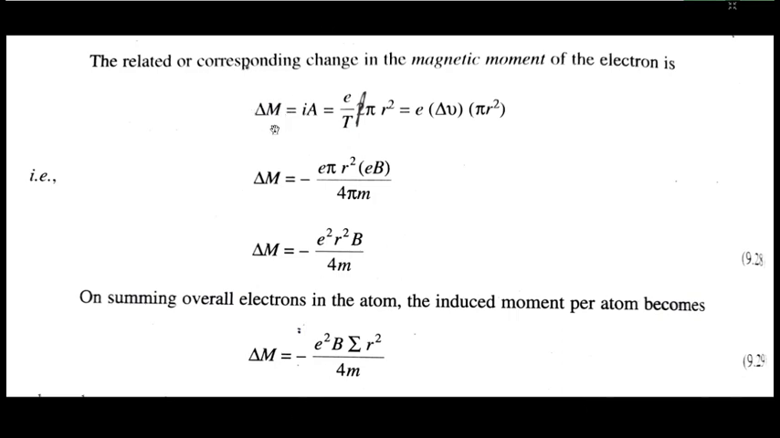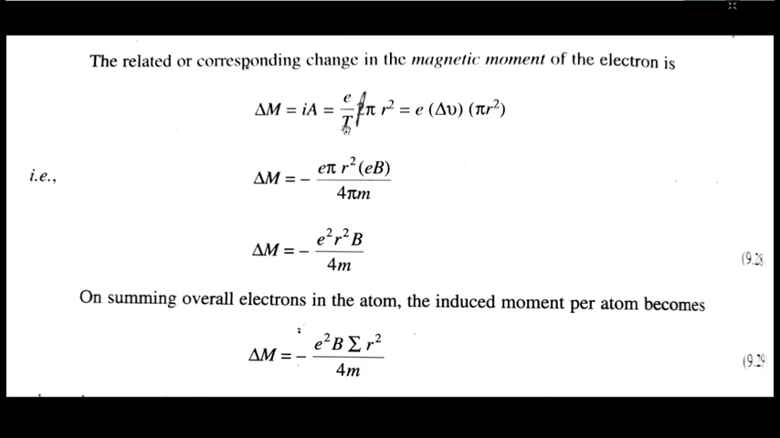It is nothing but the cause of the change in magnetization, and therefore I can equate the change in magnetization to IA, where I is the current because of the motion of the electron in its orbital motion, and A is the cross sectional area of that orbit. If I consider it to be circular, then A is pi r square, and the current will be given by e by T.